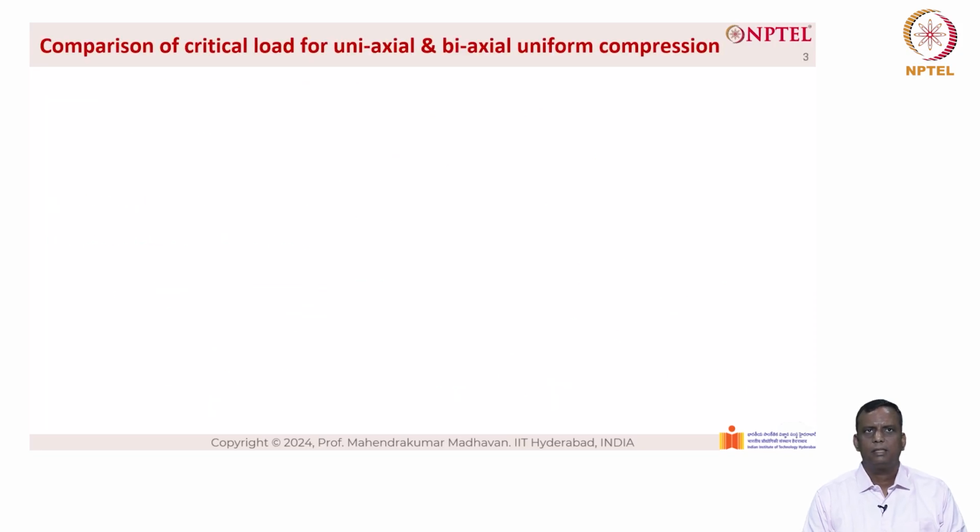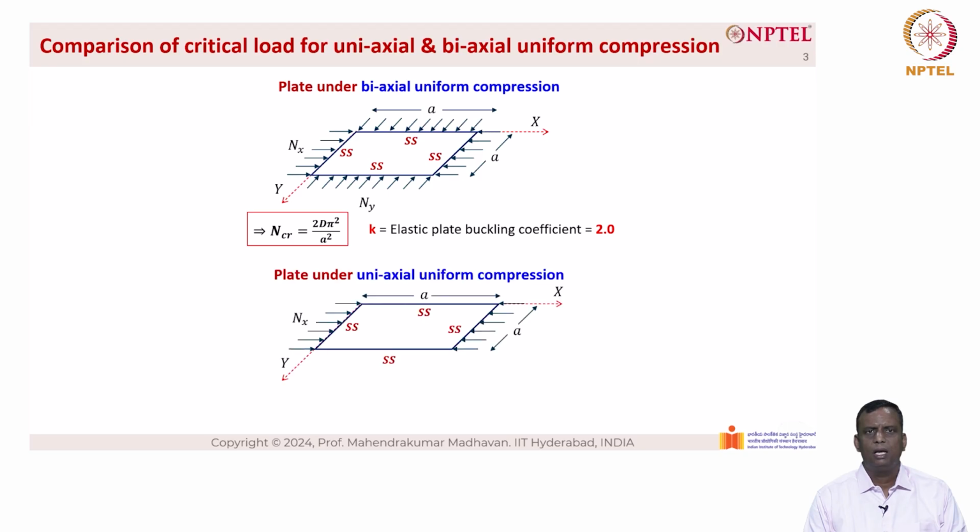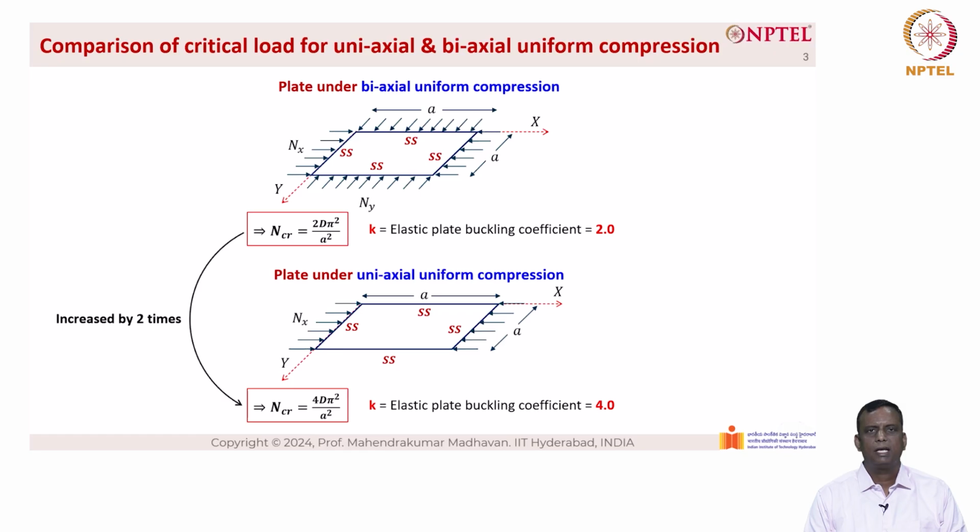Now, let us compare the critical load for uniaxial as well as biaxial compression. So, for a plate under biaxial uniform compression, we have N critical given as 2 pi square D by a square, where k is the elastic plate buckling coefficient given as 2.0, and for a plate under uniaxial uniform compression we have Nx equal to 4 pi square D by b square, where the elastic plate buckling coefficient is given as 4.0. So, we can see that when the plate is compressed only in one direction, it carries twice the load that is carried when the plate is compressed in both the directions. Therefore, the uniaxial compression gives a plate twice the load carrying capacity compared to a plate that is subjected to biaxial compression.